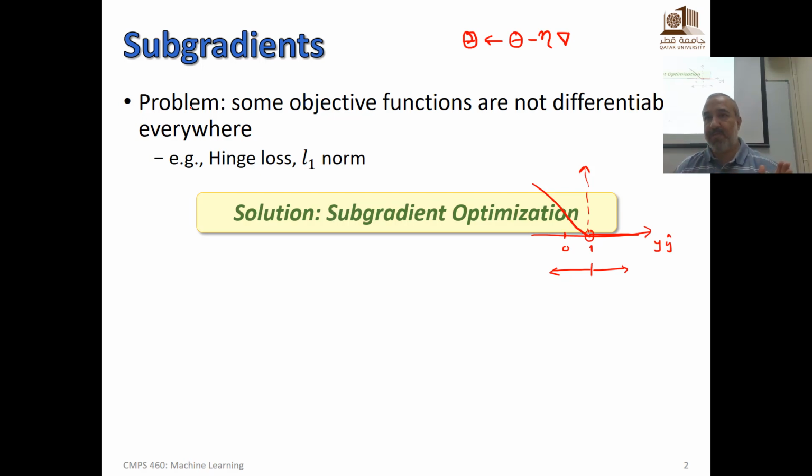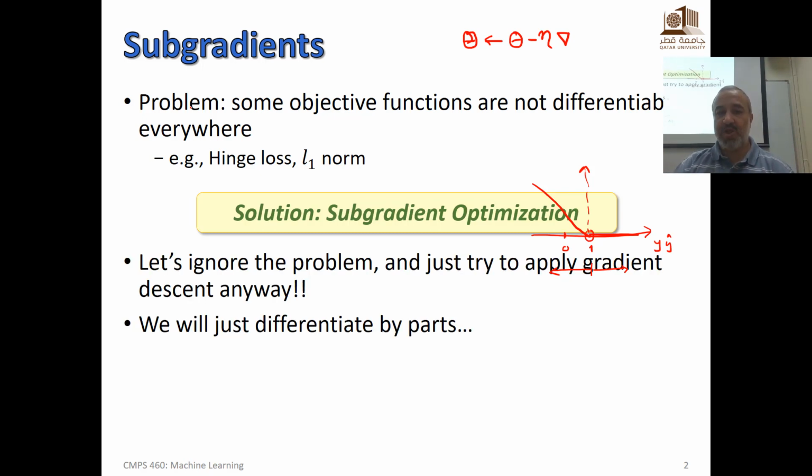So now you see the problem. The problem is that some points are not differentiable. What should we do with them? We will solve it with what we call subgradient optimization, which we will explain now. The idea in brief is that we will just ignore the problem. We will act as if this point is differentiable.